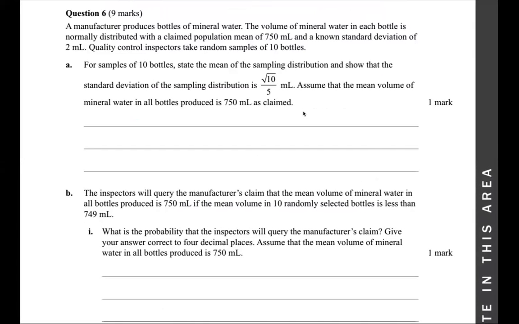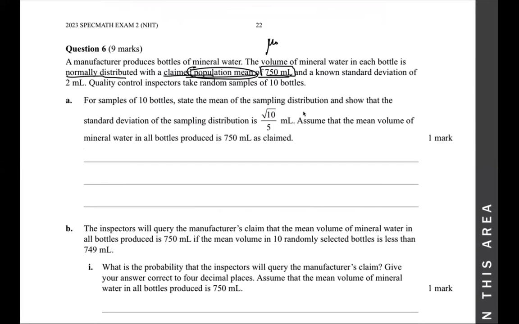Okay, all in all, the lucky last: probability and statistics. The manufacturer produces bottles of mineral water. The volume of mineral water in each bottle is normally distributed with a claimed population mean of 750 mL, and the known standard deviation is 2 mL. So mu naught is 750, sigma is 2. Quality control inspectors take random samples of 10 bottles, so n equals 10.